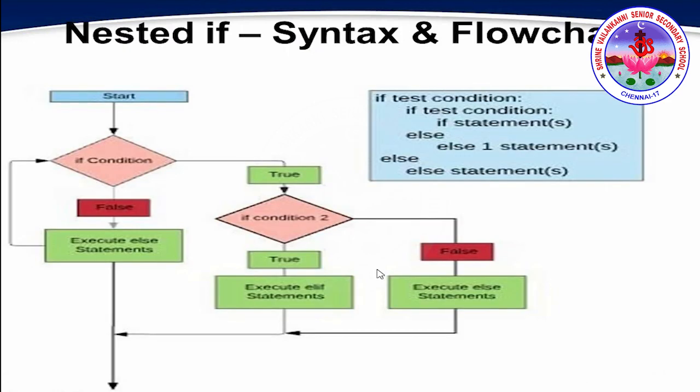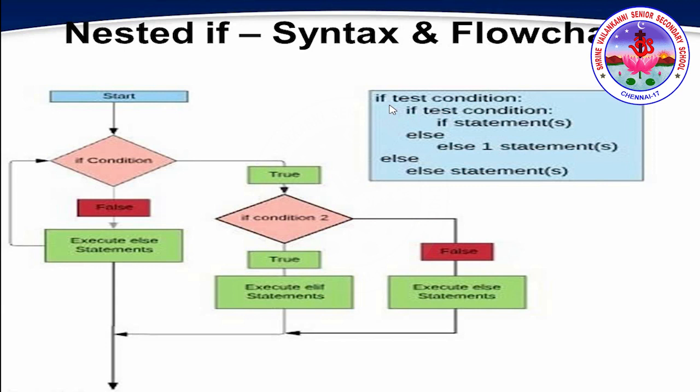Okay. Now about nested if. Let's see the syntax and the flowchart together. The syntax is the blue snippet. So if test condition, if statements, that is the block of if, else one statements, that is the block of else one. So else, the else two statements are executed.